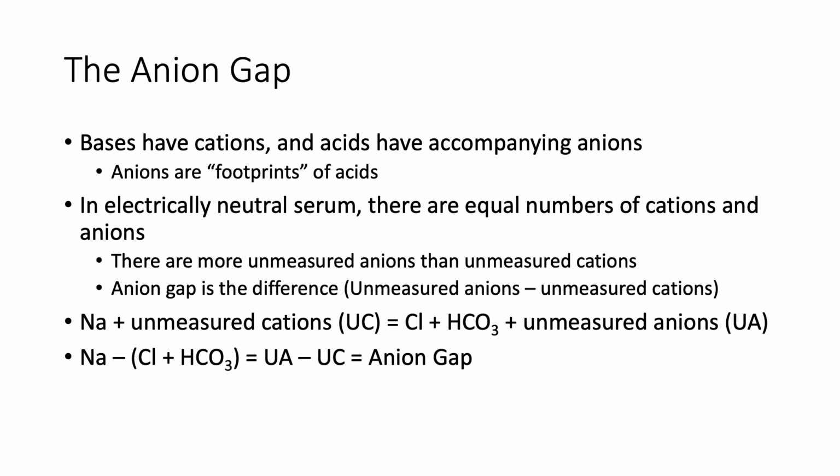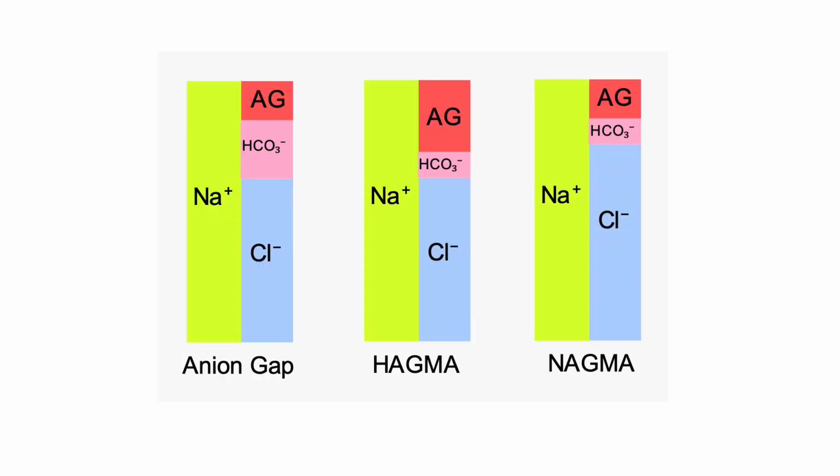So this is how we calculate the anion gap. We take your sodium and we subtract the sum of chloride plus bicarbonate. And a normal anion gap is going to be less than 14. Now usually I use 12 for this just because it makes some of the math easier, but 14 is a normal anion gap.